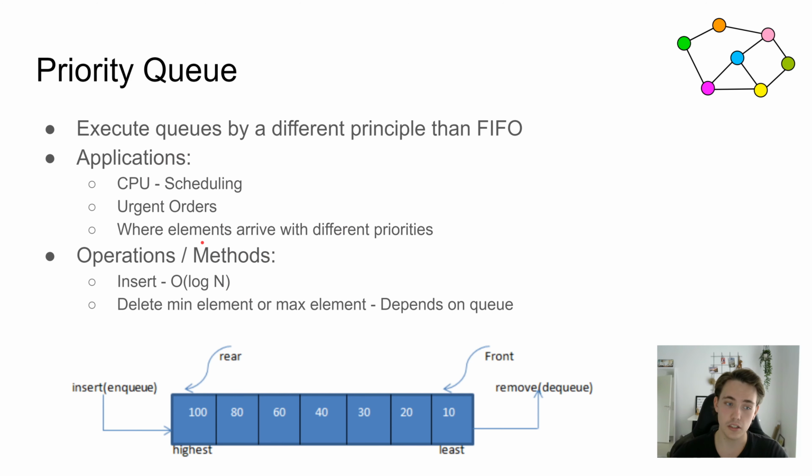So it can be used for CPU scheduling, or other applications where we have urgent orders, where elements come into the queue or arrive at different times with different priorities, and then we need to get the elements with the lowest or the highest priority, depending on the application. We also have some different methods and operations that we can do in our priority queue, where we can insert an element with some priority into the queue, and we can also delete the minimum element or the max element. It also depends on what kind of queue you want to implement, whether you want to delete the elements with the highest priority or with the lowest priority.